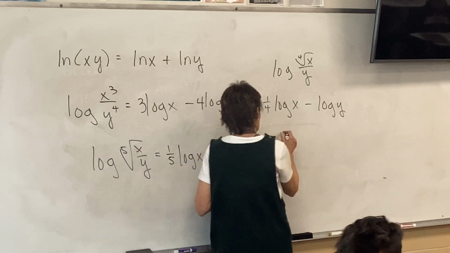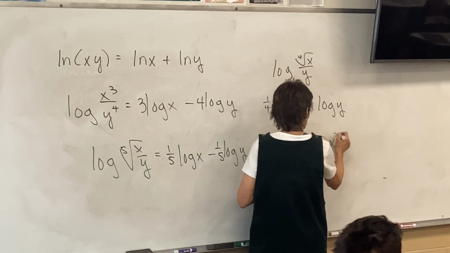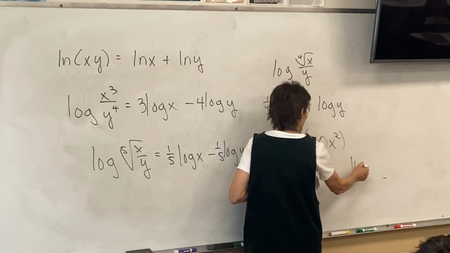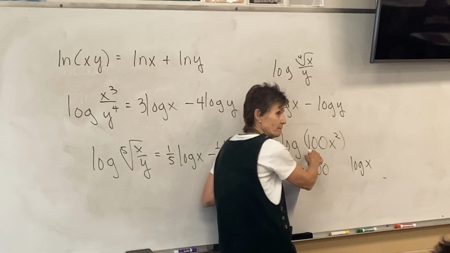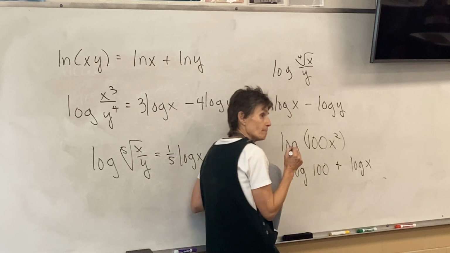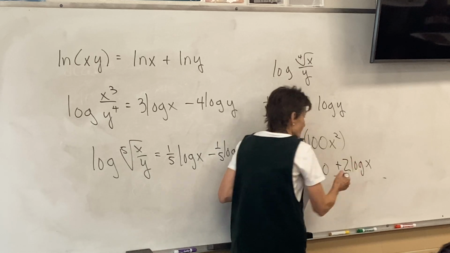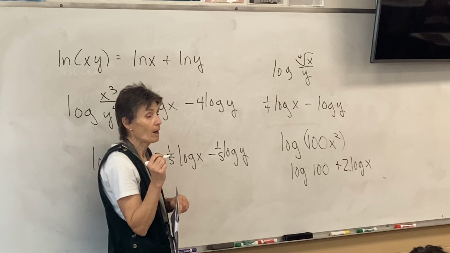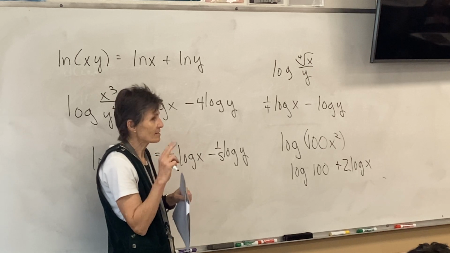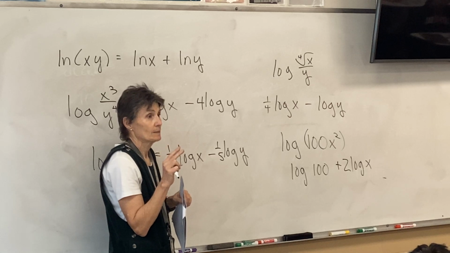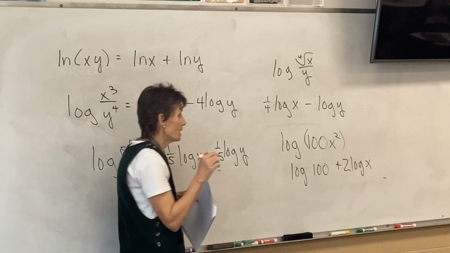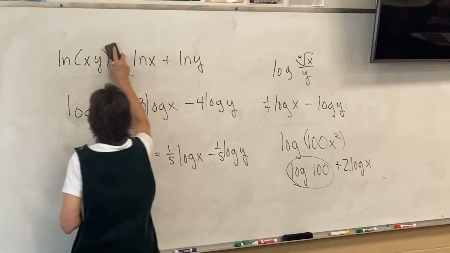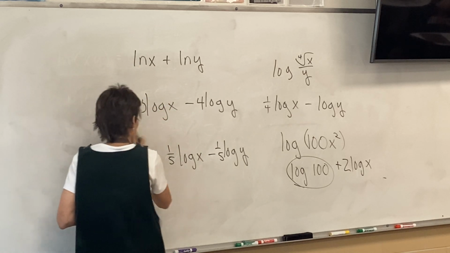Now, the next one has two parts. It has a log 100 and a log x. Those are the two parts of this one. They're being added, and there's a 2 in front of this. Now, how do we feel about that? Because this is a little bit tricky. This one's not done. I want you to think about this guy for a second. He is special.